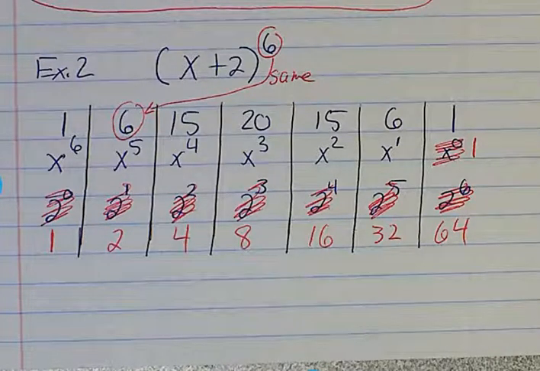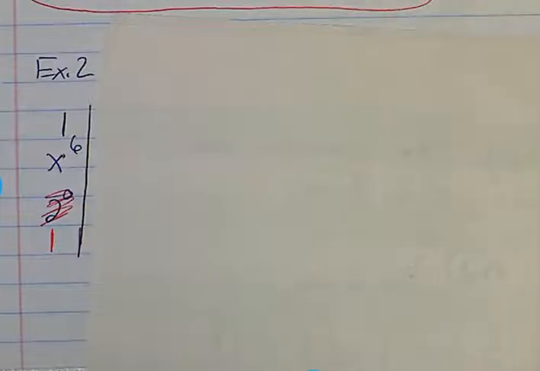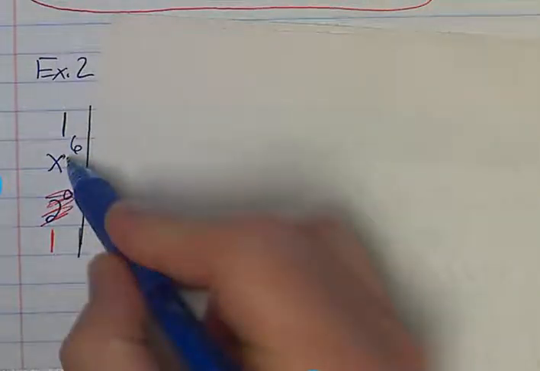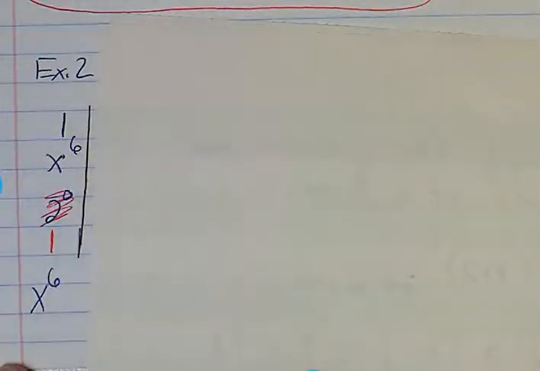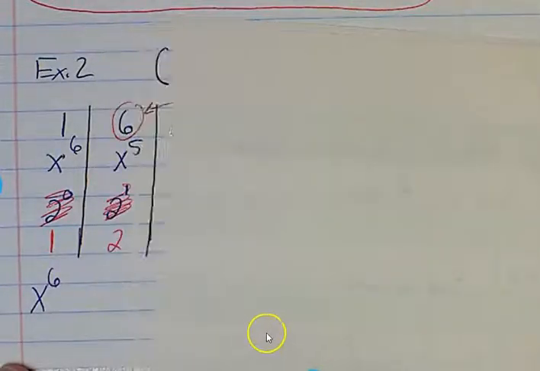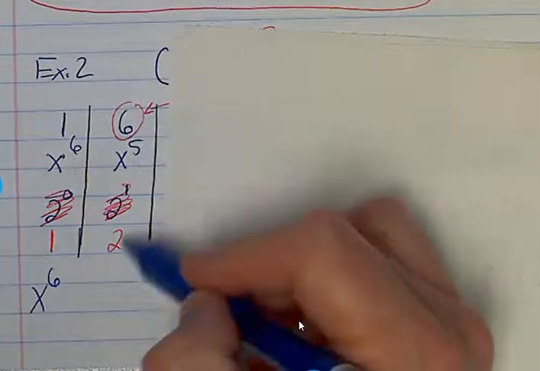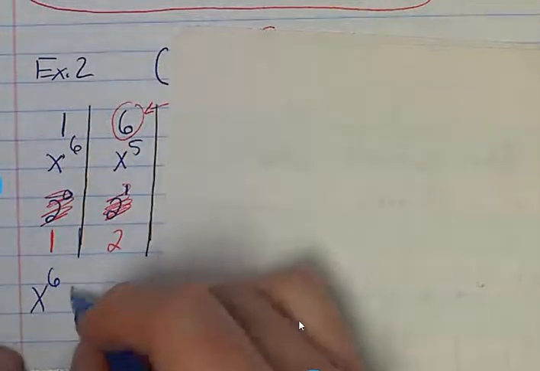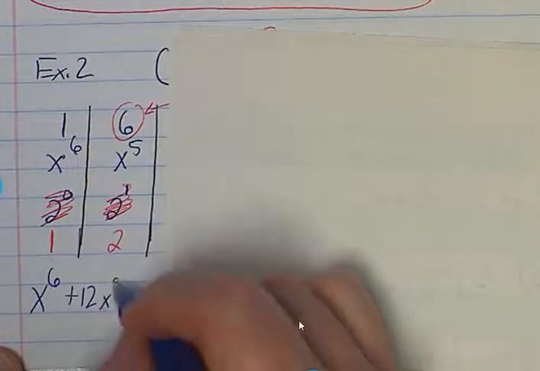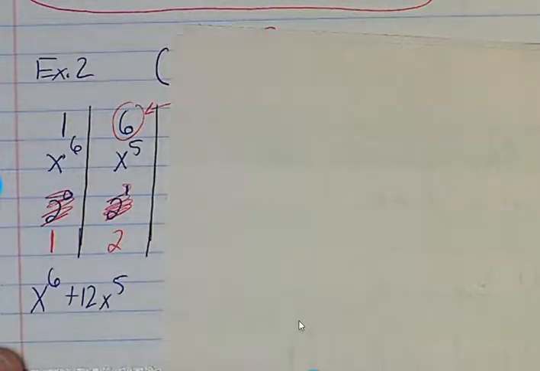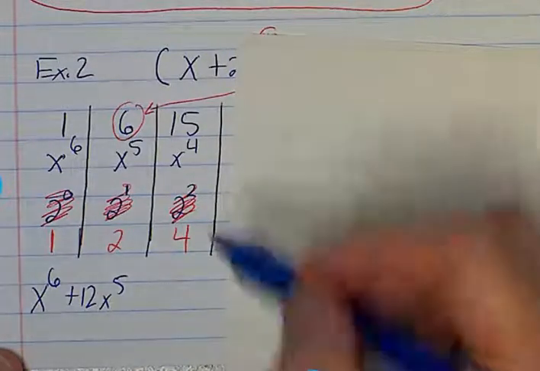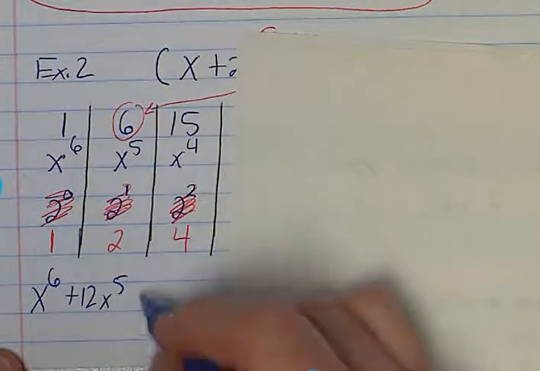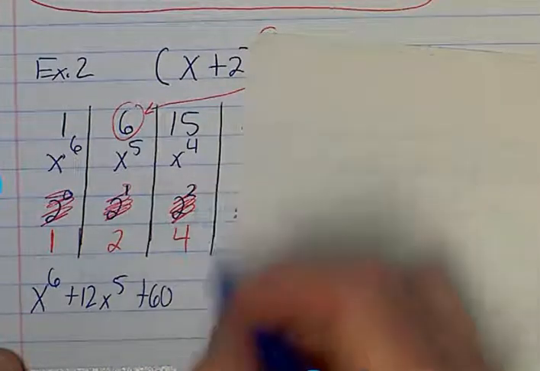Alright, and then just take it one at a time. You've got 1 times 1 times x to the 6th. That's just x to the 6th. Then go to your next set of numbers. You've got 6 times 2, which is 12, x to the 5th. Next set of numbers, you have 15 times 4, which is 60. We've got x to the 4th.